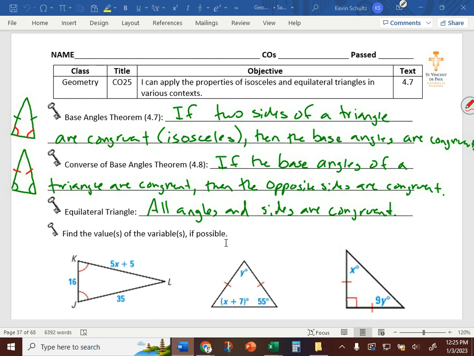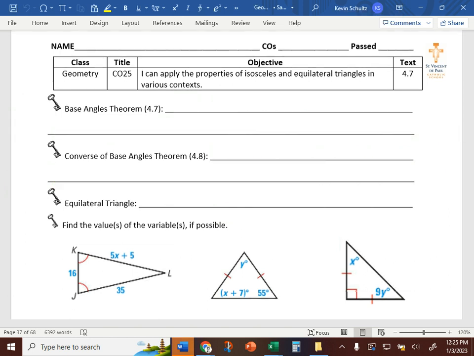Not 75. Not 40. 180. Not 180. Each angle is 60, right? Because every triangle will have exactly 180. 60 times 3 is what gets us to 180. Okay. Questions on this? Okay. The rest of it is essentially practice with this information.